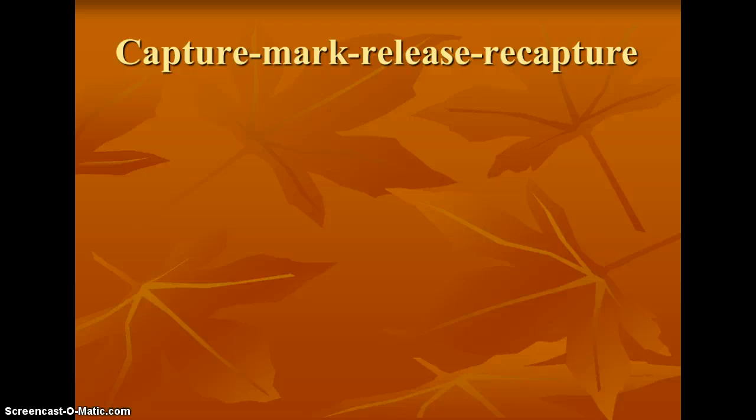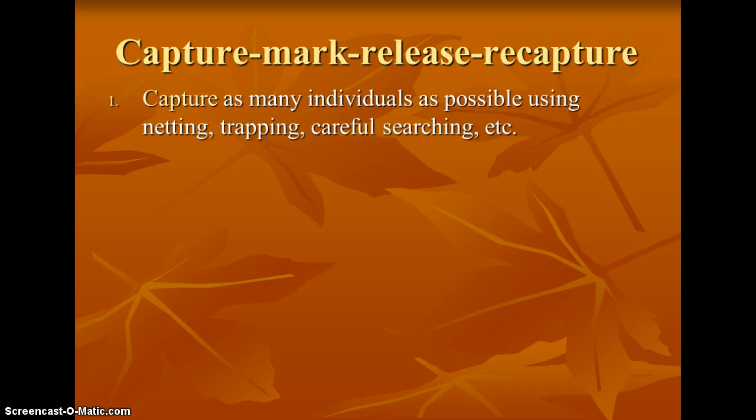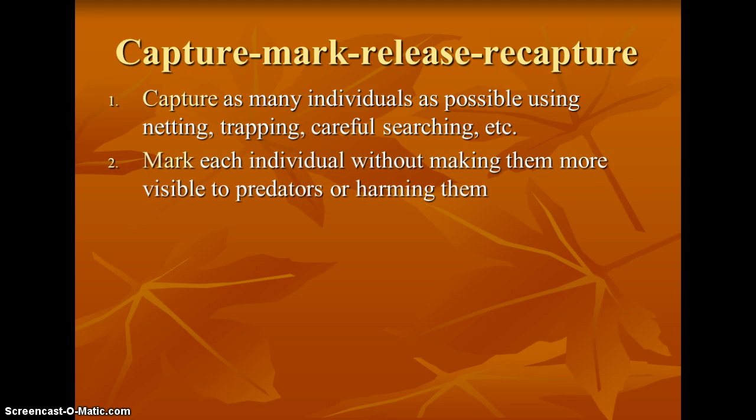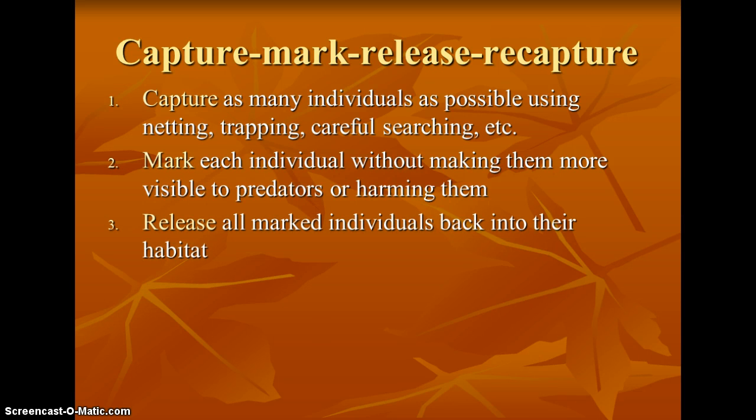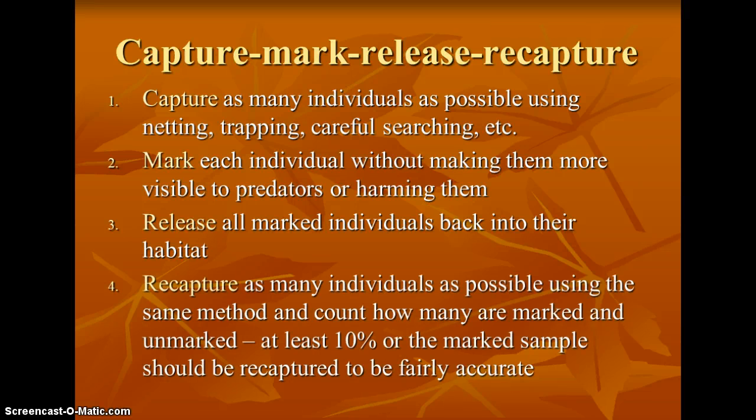All right, for our mobile organisms, we use the capture, mark, release, and recapture. We want to capture as many individuals as you can using some sort of netting or trapping without harming the organism. You want to mark them, but you don't want to make them more visible to their predators, or that can affect your results. Then you would release them back into their habitat and recapture them the same way that you did in step one, whether it's netting or trapping, and then you'll count how many marked and unmarked you have. If you don't have at least 10% of the individuals you catch that are marked, then you need to go out and do it again, or else your results will be skewed.